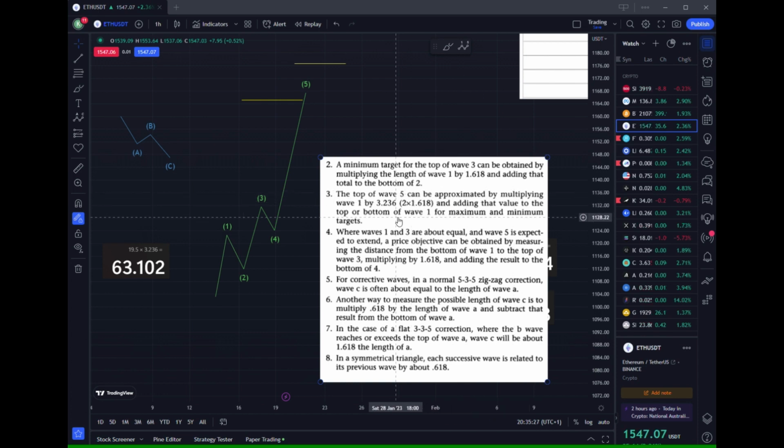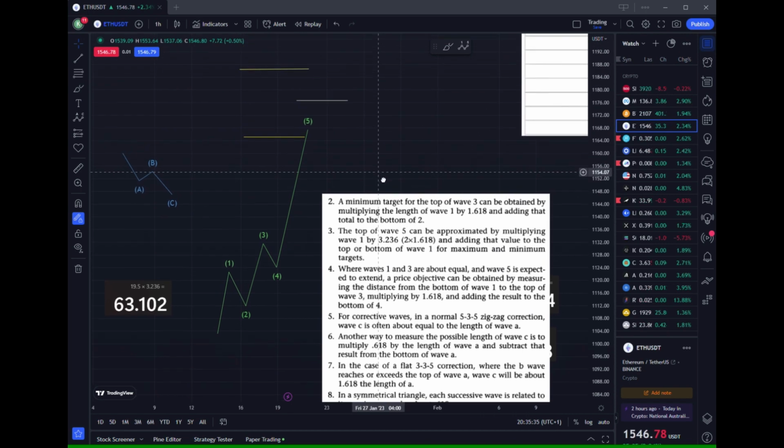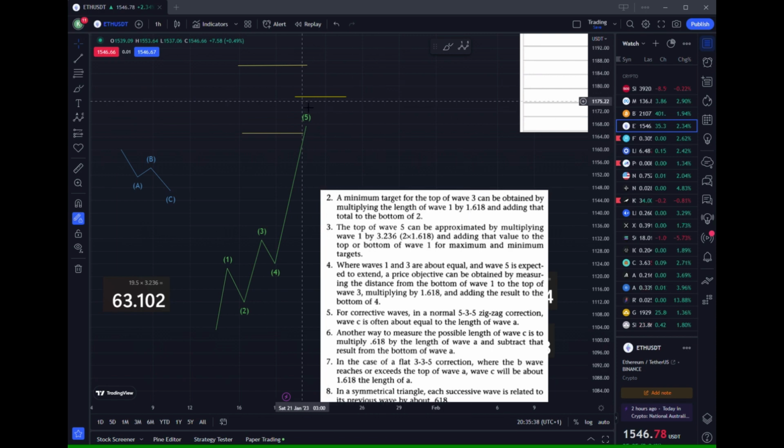So the top of wave 5 can be approximated by multiplying wave 1 by 3.236 and adding that value to the top or bottom of wave 1 for a maximum. This one was kind of interesting, and it could really help in setting your partial take profit or a full take profit, for example. So we take the first wave again and multiply it by 3.236 instead of 1.618, but as you can see, it's just 2 times that one.